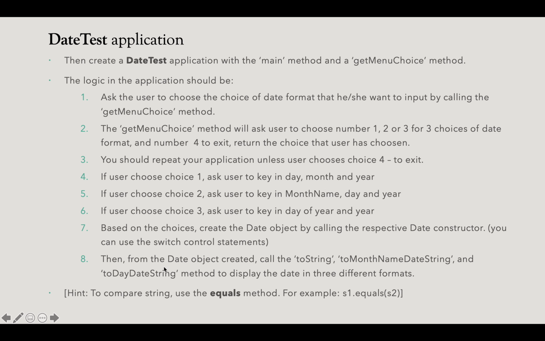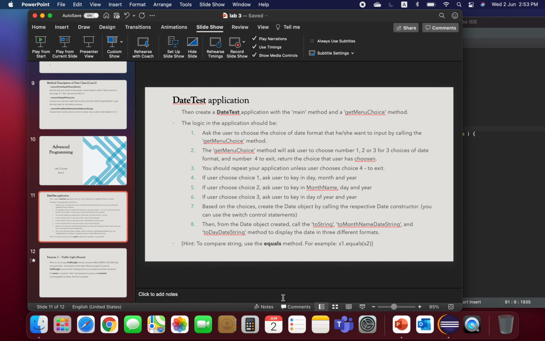Then from the date object created, you call the toString, the toMonthNameDateString and also the toDayDateString methods to display the date in 3 different formats. To compare strings, use the equals method, for example s1 equals s2. When we compare 2 strings, we always use the equals method, right? So this is the date test application description. Now let me start creating this date test application.